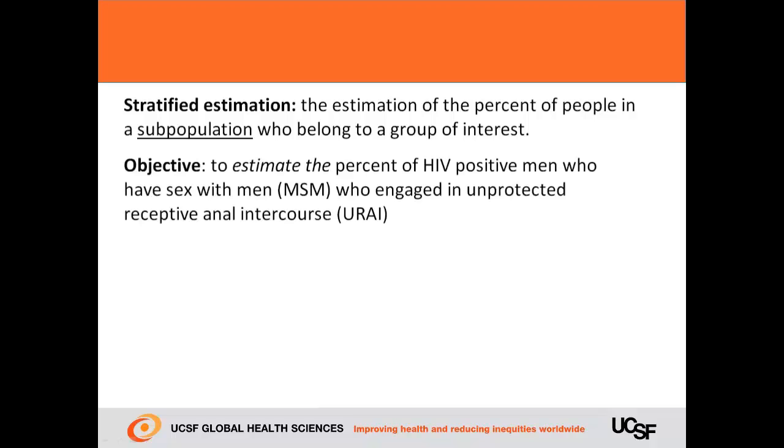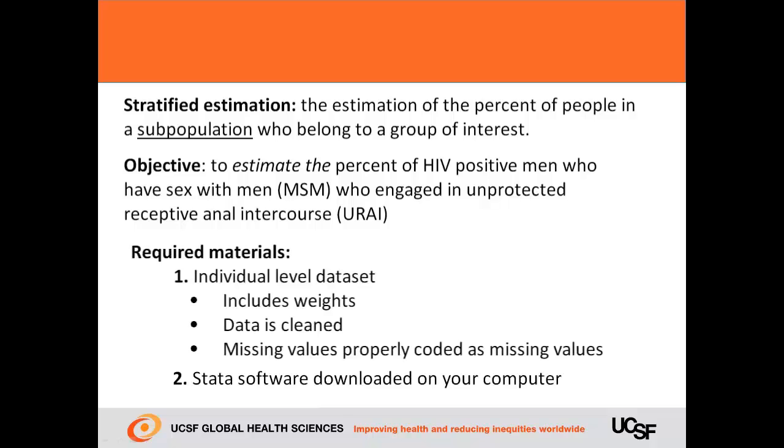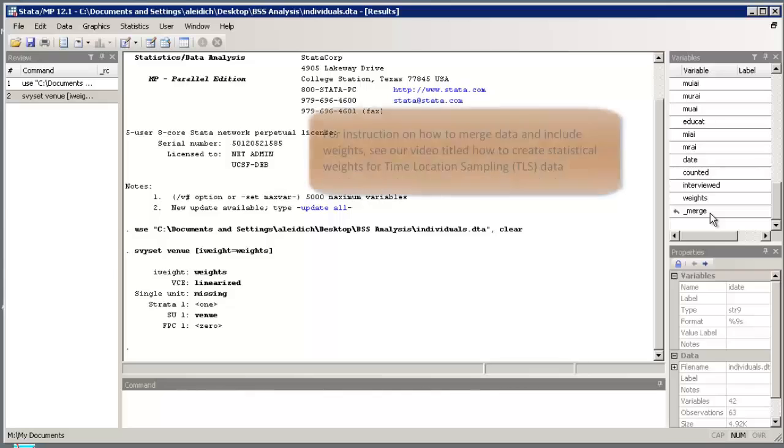In this example, we'll be using the same data set we used in our last video to estimate the percent of HIV-positive men who have sex with men who engaged in unprotected receptive anal intercourse, or URAI. To start, you'll need to have an individual level data set with the weights already merged in. In addition, you should have already cleaned the data and made sure that all missing values are properly coded as missing values. To begin, we'll assume that you've already loaded the data.